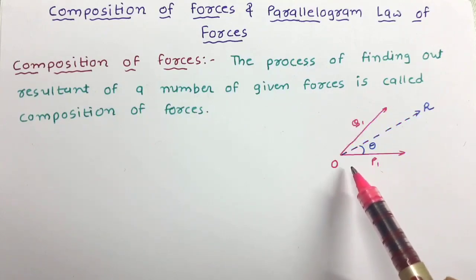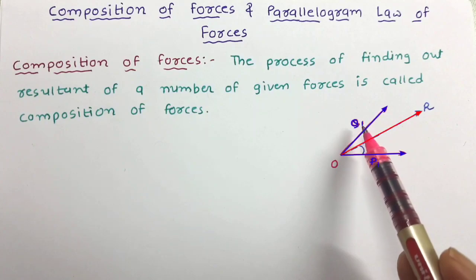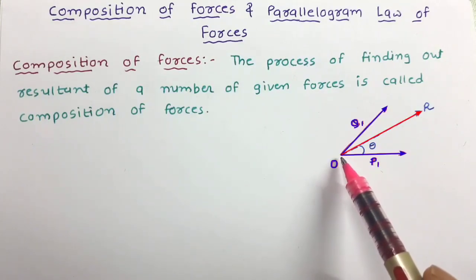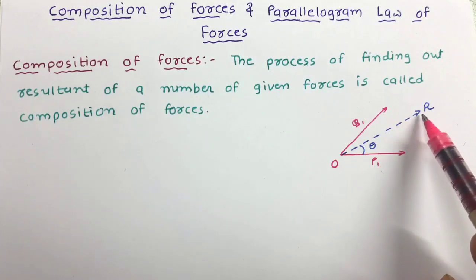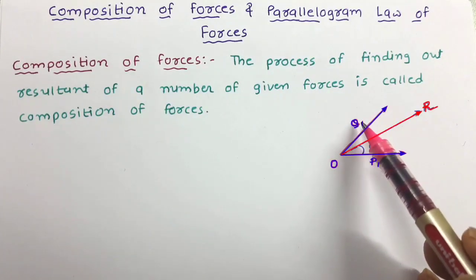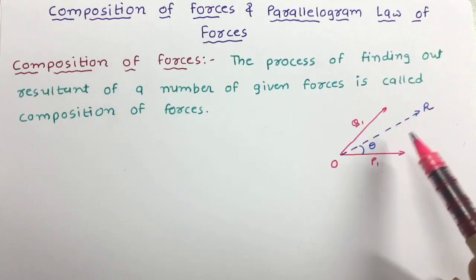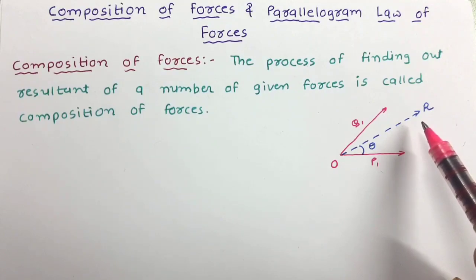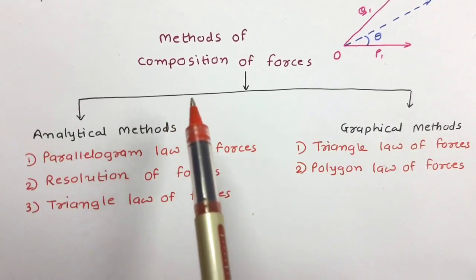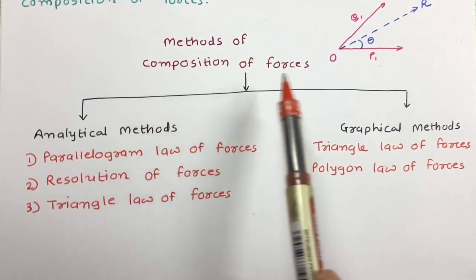Here two forces are there, P1 and Q1, which are acting on this point O. Now if we determine the resultant R of these two forces, that process is called composition of forces. Now we will see methods of finding the resultant of forces: methods of composition of forces.